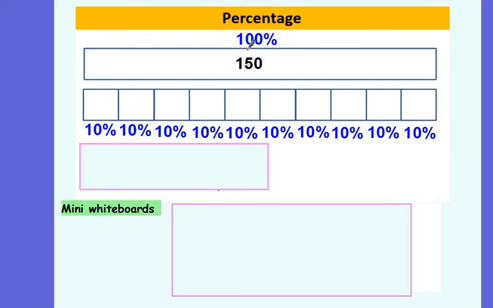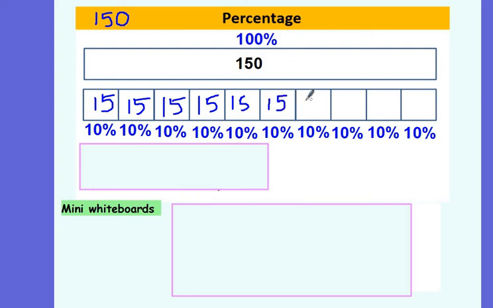I've got 150. And I've said that's 100% of my number. My starting number is 150. If I want to work out what 10% is, 100% is represented by the whole bar. I divide that bar into 10 separate sections. Each of those little sections is worth 10%. I need to divide 150 by 10 to work out how much each of those sections is worth. So each of those sections is going to be worth 15, and 10% of 150 is 15.